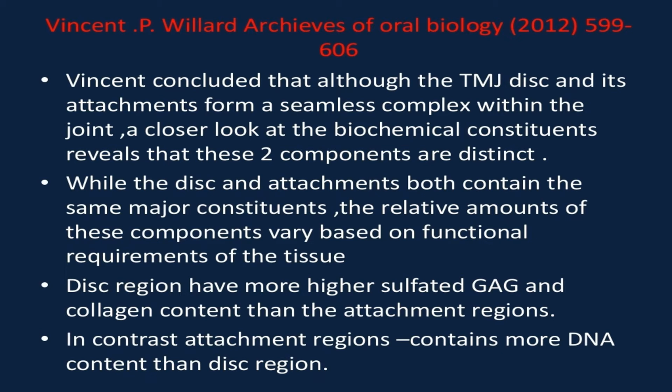Vincent P. Willard, Archives of Oral Biology, 2012. Vincent concluded that although the TMJ disc and its attachments form a seamless complex within the joint, a closer look at the biochemical constituents reveals that these two components are distinct. While the disc and attachments both contain the same major constituents, the relative amounts of these components vary based on functional requirements of the tissue. Disc regions have higher sulfated GAG and collagen content than the attachment regions. In contrast, attachment regions contain more DNA content than the disc region.